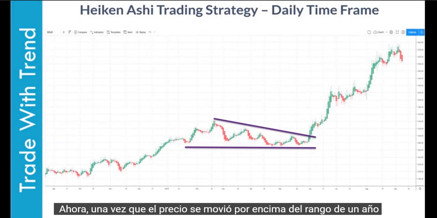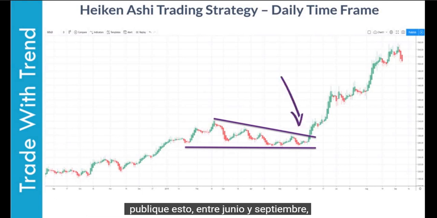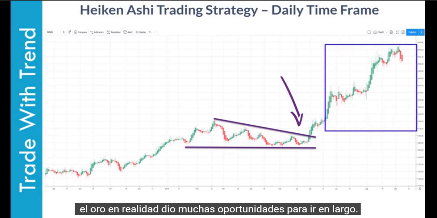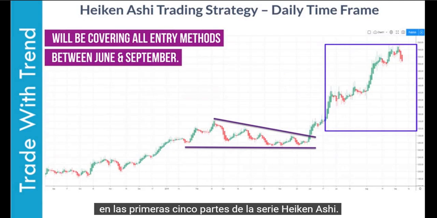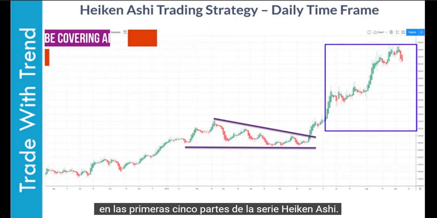Now, once price moved above this year-old range, post this, between June and September, gold actually gave plenty of opportunities to go long. So let us look at some of those opportunities based on the concepts we discussed in the first 5 parts of Icon SG series.